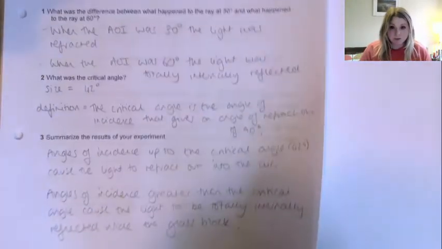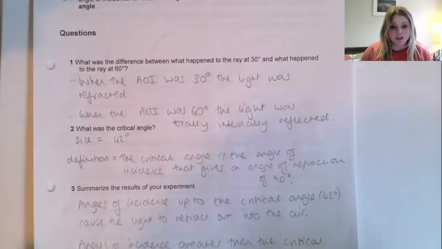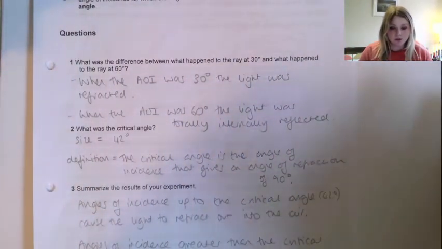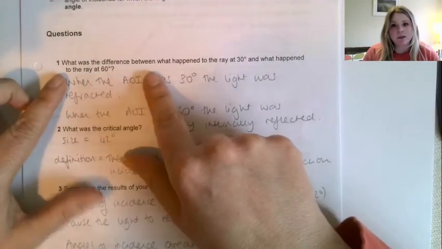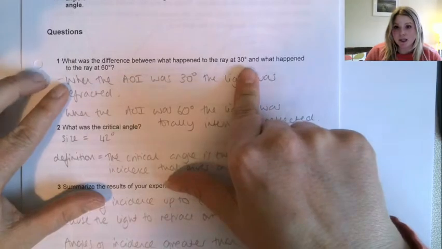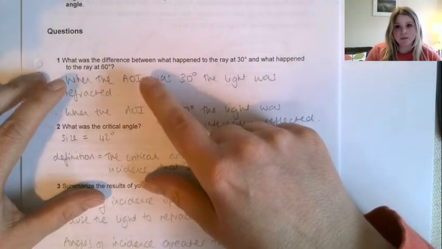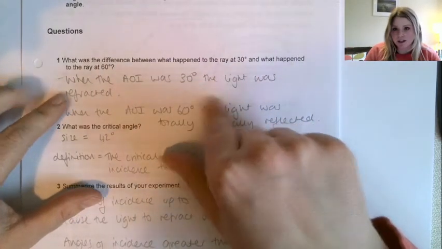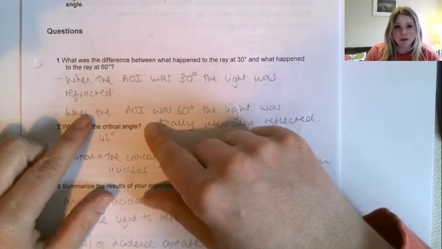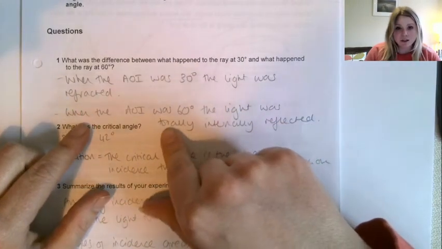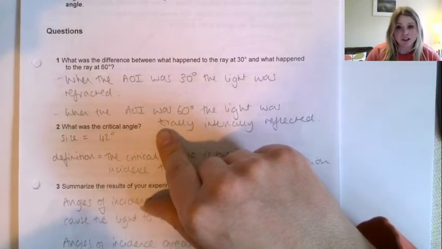I had asked you then to answer the questions on page 81. So if you get your page 81 open in front of you, and you can mark and correct this for me. So for question 1, what was the difference between what happened to the ray at 30 degrees and what happened to the ray at 60 degrees? So when the angle of incidence was 30 degrees, the light was refracted, so just normal refraction happened. But when the angle of incidence was 60 degrees, the light was totally internally reflected.